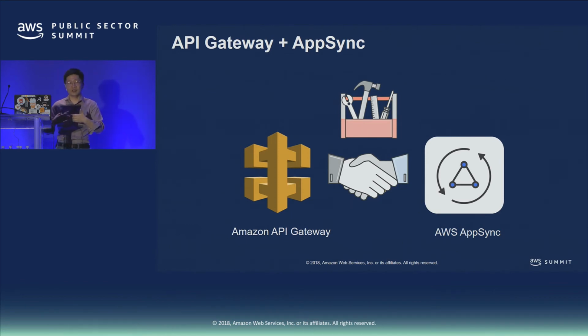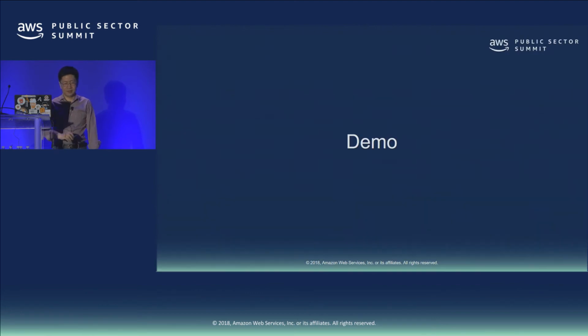But if you need offline, real-time kind of capabilities, you can use AppSync. So they can work together. In my demo, I'm going to show you how you can use API Gateway and AppSync in the same application. So with that, I'm going to the demo.